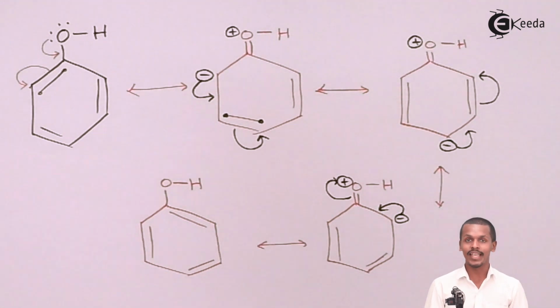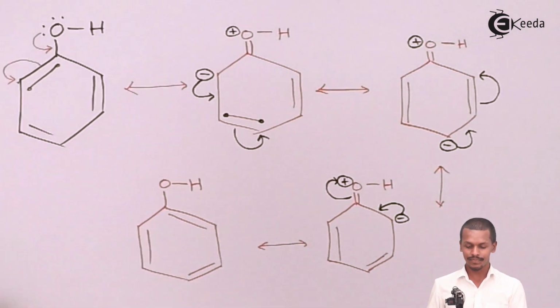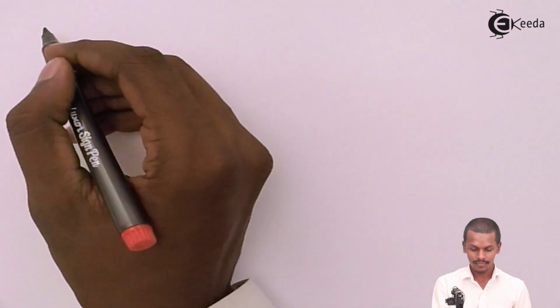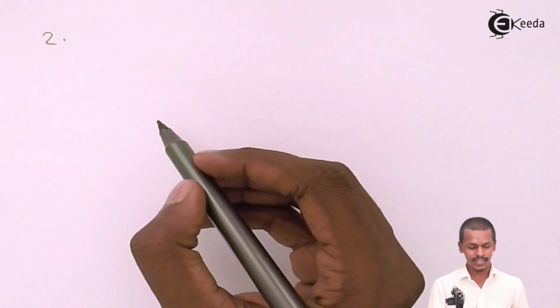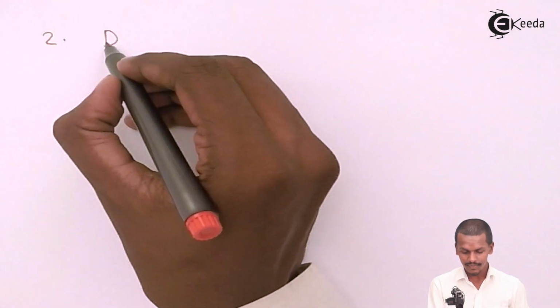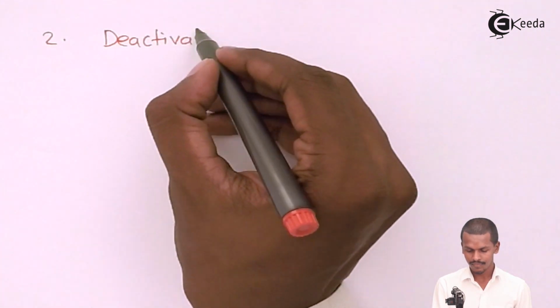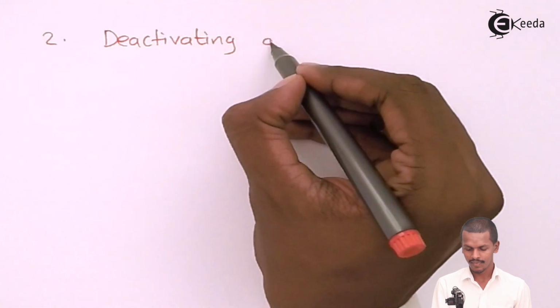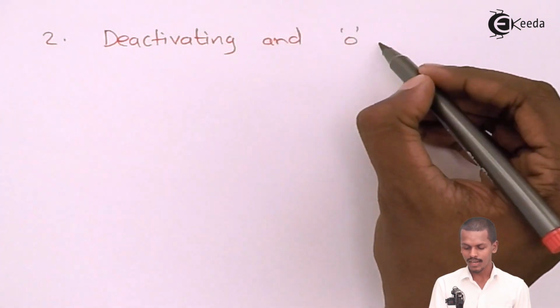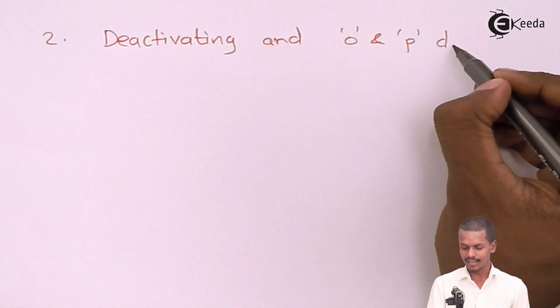And now let us talk about another one, the second one, that is nothing but deactivating and ortho and para directing group.